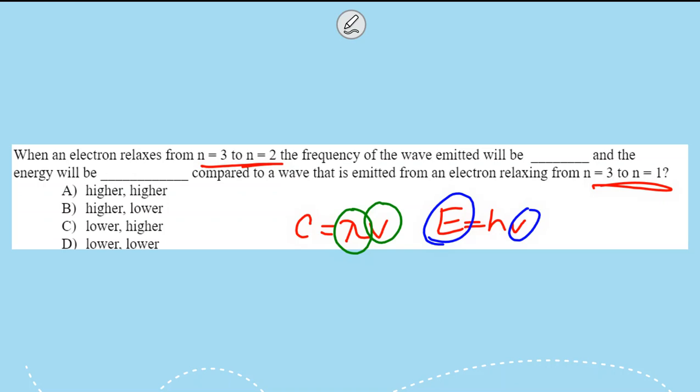Okay? And we're emitting energy because we're falling back towards the nucleus. If you were absorbing energy, it would be jumping out. Okay? So we're going to go with D. Right? Frequency and energy should be both going down from n equals 3 to n equals 2 in comparison to 3 to 1, because 3 to 1 is a larger jump. That means more energy was absorbed. So that's how much energy is also being released.